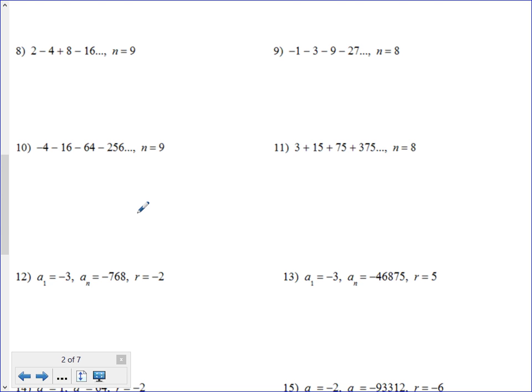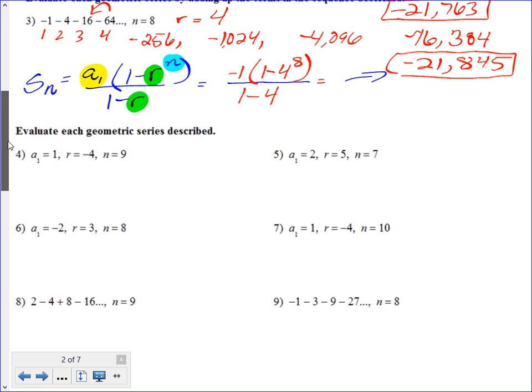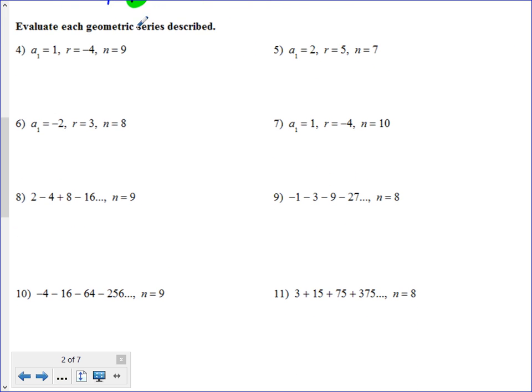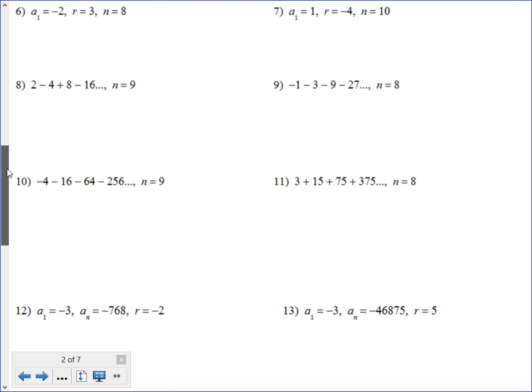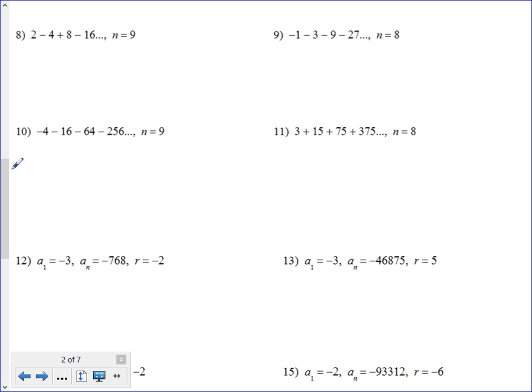We're doing number 8, and what do the directions say? Evaluate the geometric series. Since it's a series, that means we have to add them all up. Okay, what's first? You gotta find the common ratio. So it's -2. How'd you get that? If you divide -16 and -2, you get 8. Like 8 to -2 is -4, and so on.